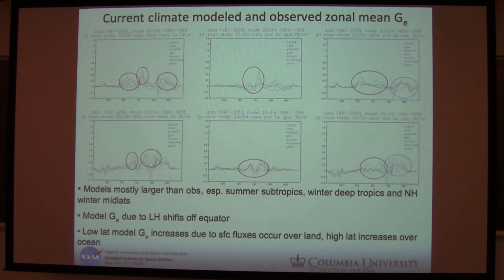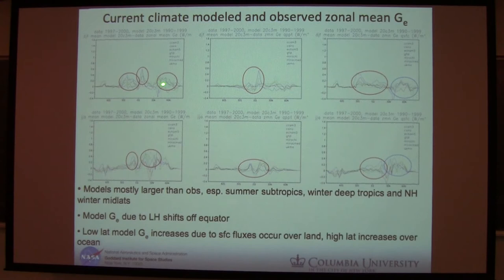So here's GE again. Sorry, I apologize that you can't really see these. Model GE is mostly larger than observed GE. This is the model. All of these are model minus observations. This is GGF. This is GGA. We see that models mostly have larger GE than the observations, particularly in the summer subtropics, so here and here, and winter deep tropics, so here and here, and in the northern hemisphere winter mid-latitudes here.